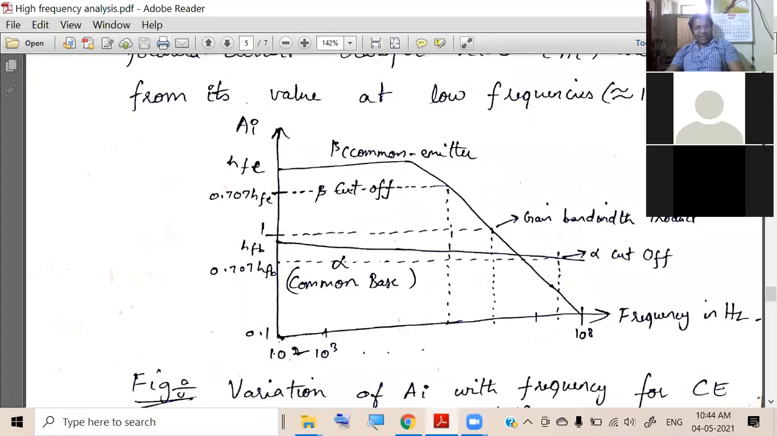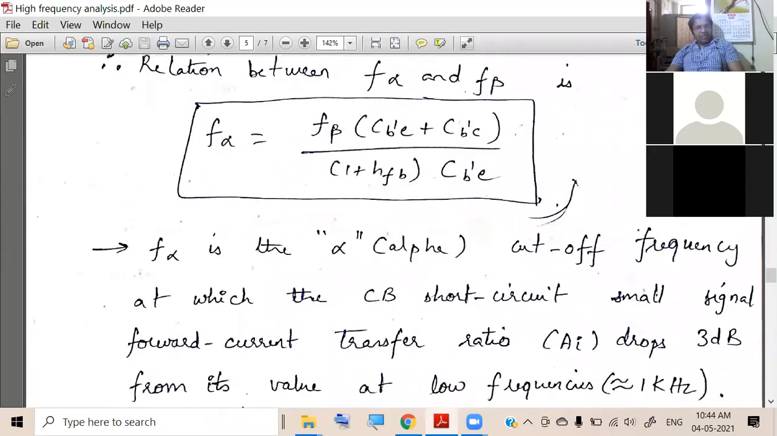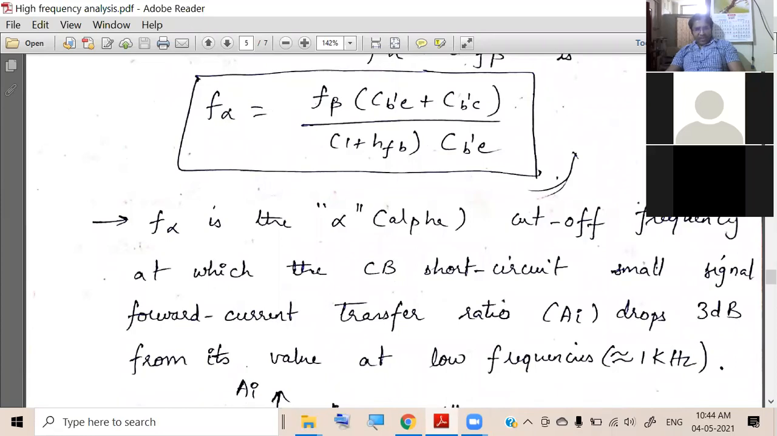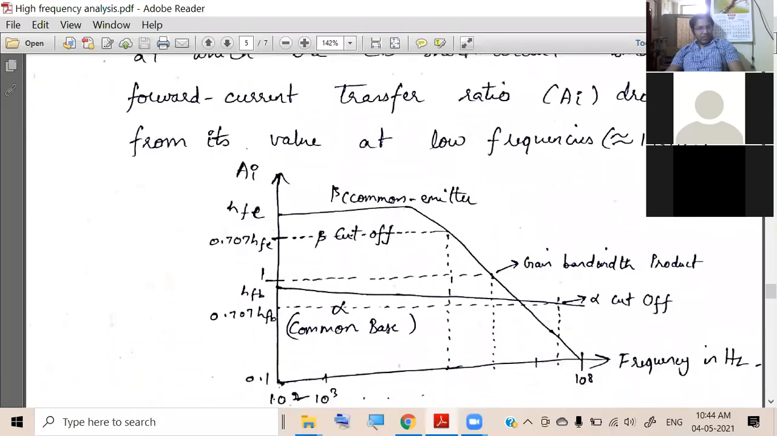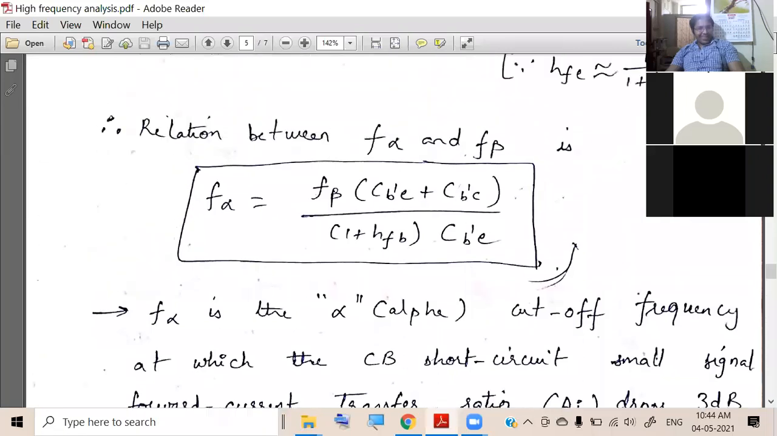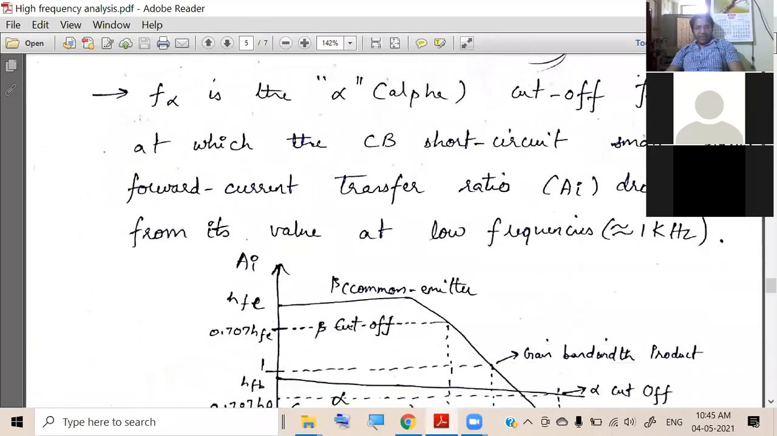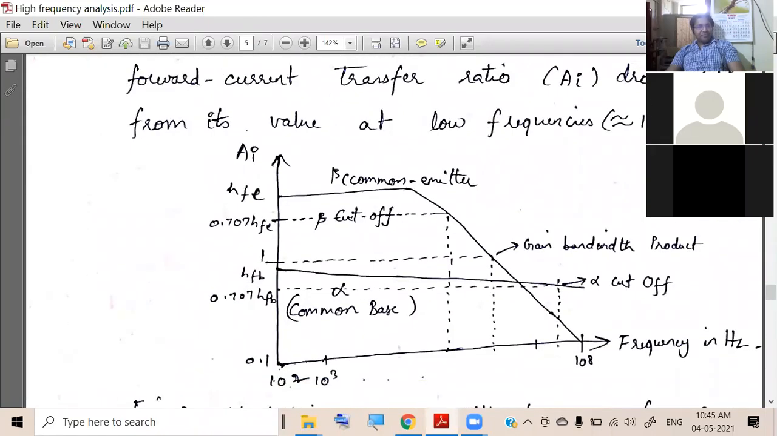So by comparing the expressions of F alpha and F beta, see here, compared to F beta, we have additionally this term. Because of that, the value of F alpha is much greater than F beta. Based on this understanding, we are drawing F beta here. Then F alpha we are drawing here.